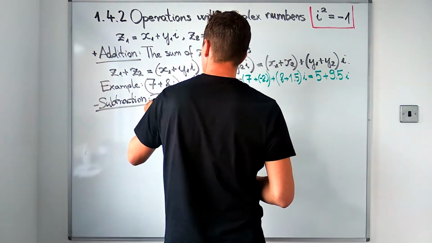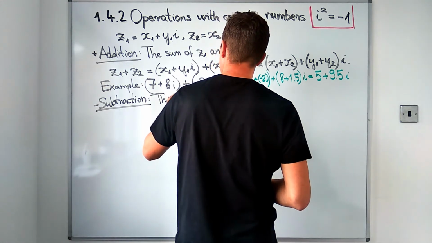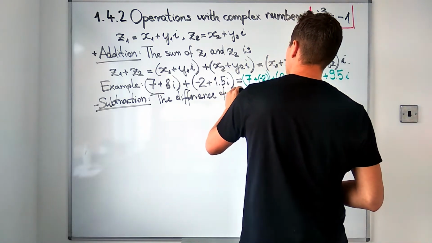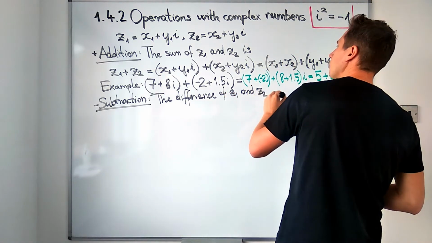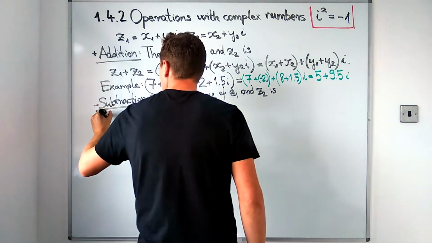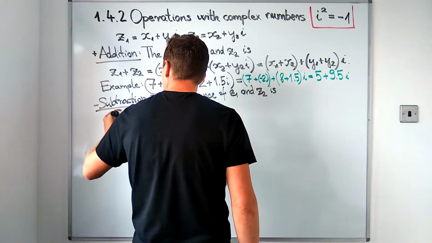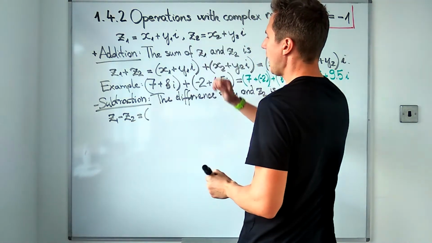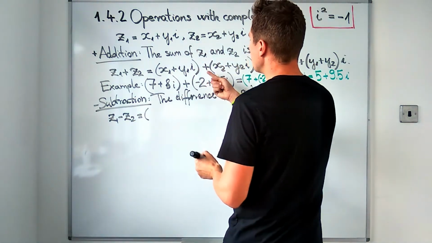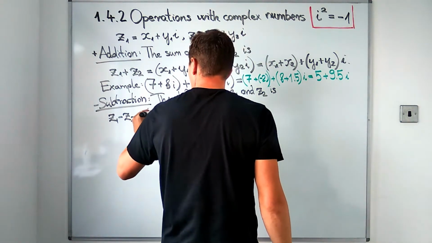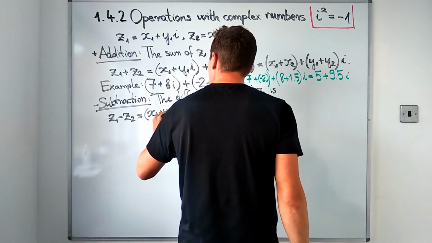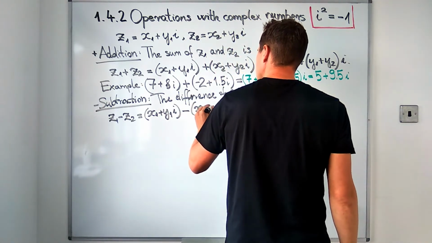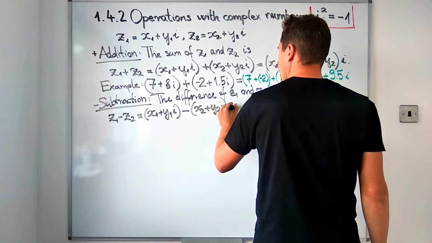Okay, the difference of z1 and z2, by which I mean taking z1 and subtracting z2 from it. Well, it will be very similar to adding two numbers, but there will be a very important sign change. So x1 plus y1 times i, and we subtract x2 plus y2 times i from it.